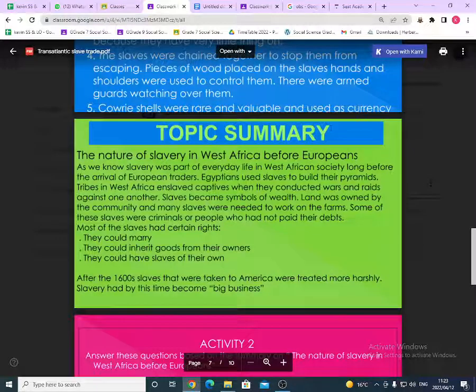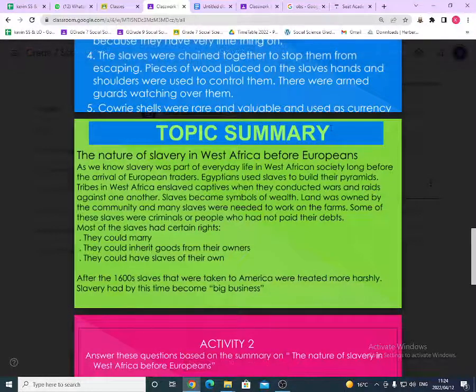So, the nature of slavery in West Africa before Europeans. As we know, slavery was part of everyday life in African society long before the arrival of European traders. Egyptians used slaves to build their pyramids. Tribes in West Africa enslaved captives when they conducted wars and raids against one another. Slaves became symbols of wealth.